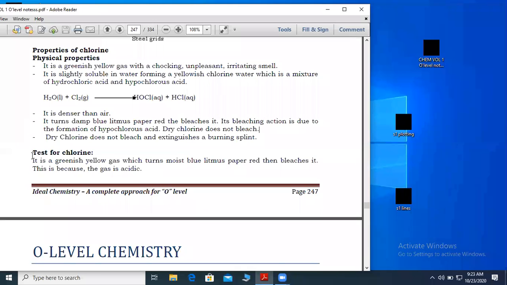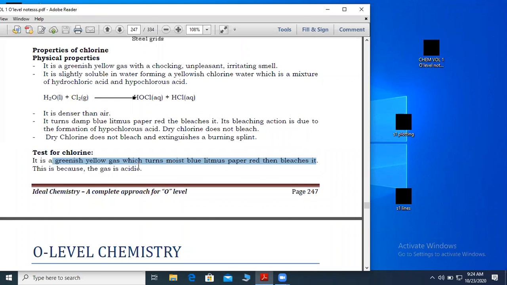Test of chlorine. Like any other gas, for example, carbon dioxide, we say it is a colorless gas that turns lime water milky. So likewise, chlorine gas, its test, we say it is a greenish yellow gas which turns the moist blue litmus paper to red. You have a summary book, you should have written that. Test for chlorine gas: it is a greenish yellow gas that turns moist blue litmus paper to red and then bleaches it.